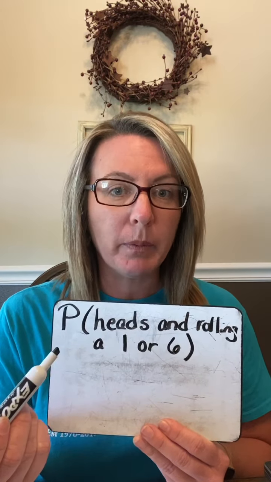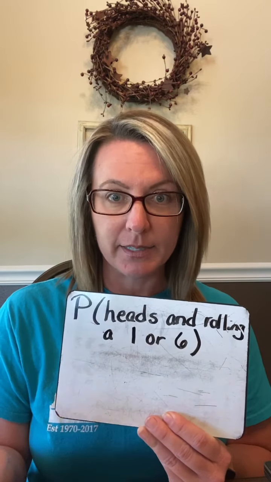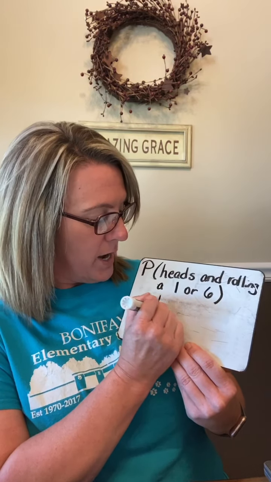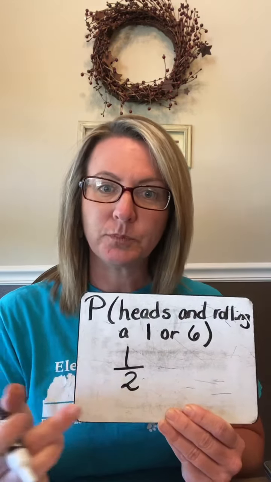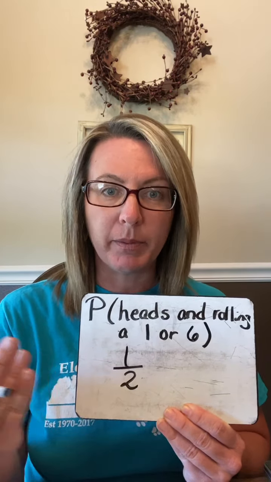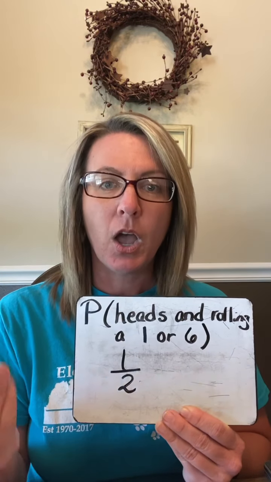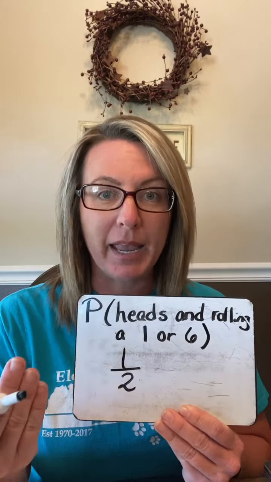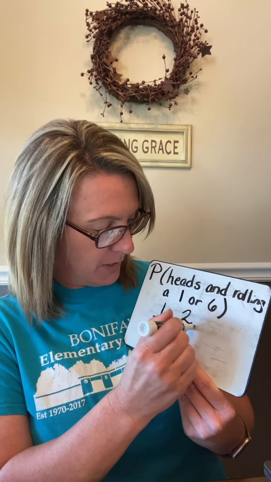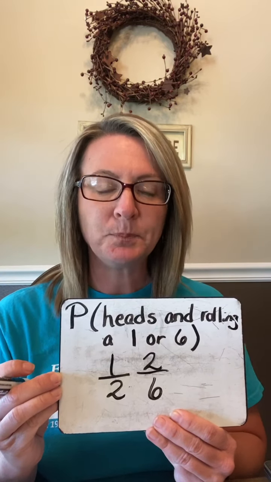You start with the probability of the first event. So the probability of flipping heads if you flip a coin is a 1 in 2 chance, right? 2 possible outcomes, one of them is heads. Then you take the probability of the second event. Now we know a number cube has 6 sides. A 1 and a 6 make up 2 of those 6 sides. So there's a 2 in 6 chance. If you wanted to go ahead and simplify that to 1/3, you could, okay?